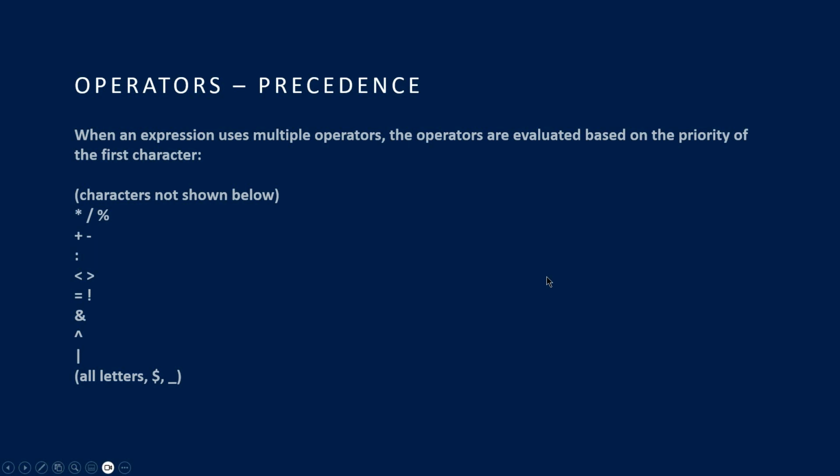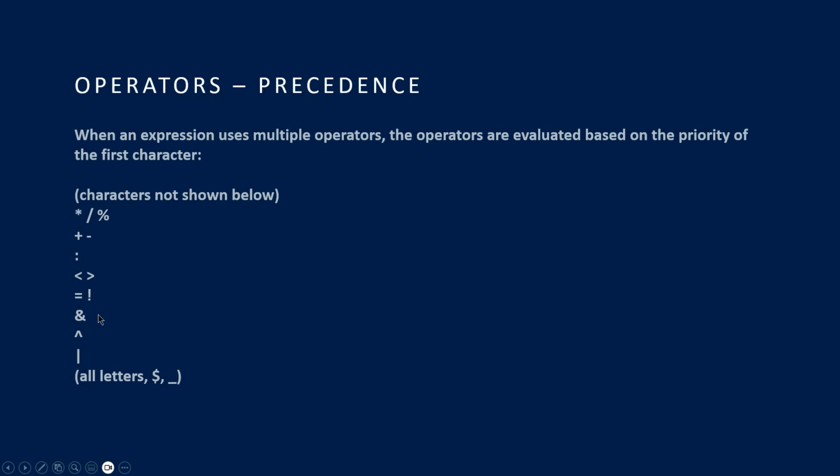Precedence. So yeah, I'm still getting my head around this, but it goes something like this. When an expression uses multiple operators, the operators are evaluated based on the priority of the first character. I haven't seen anything weird happen so far, but this is the precedence table. It's got characters not shown below. I took this directly from the Scala document. Okay, so yeah, blame the Scala document.